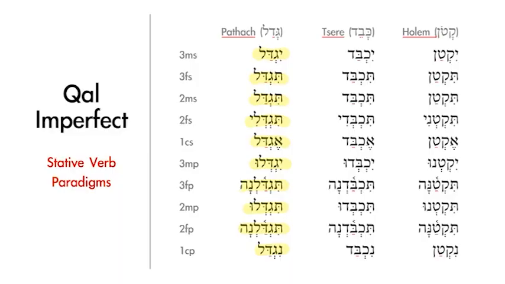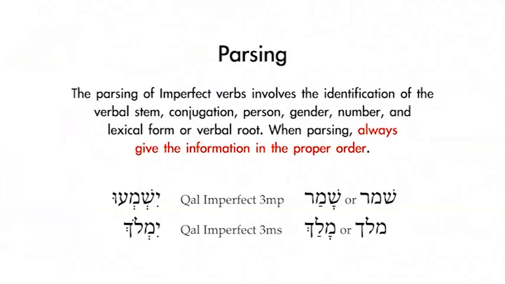You need to realize that in the imperfect then that the stem vowel is going to be variable. The regular verb or the strong verb will be the O-class stem vowel holem, and then the stative verbs will have the A-class vowel patach. Parsing. The parsing of imperfect verbs involves the identification of verbal stem, conjugation, person, gender, number, and lexical form or verbal root. These are the exact same categories that we encountered for the perfect.